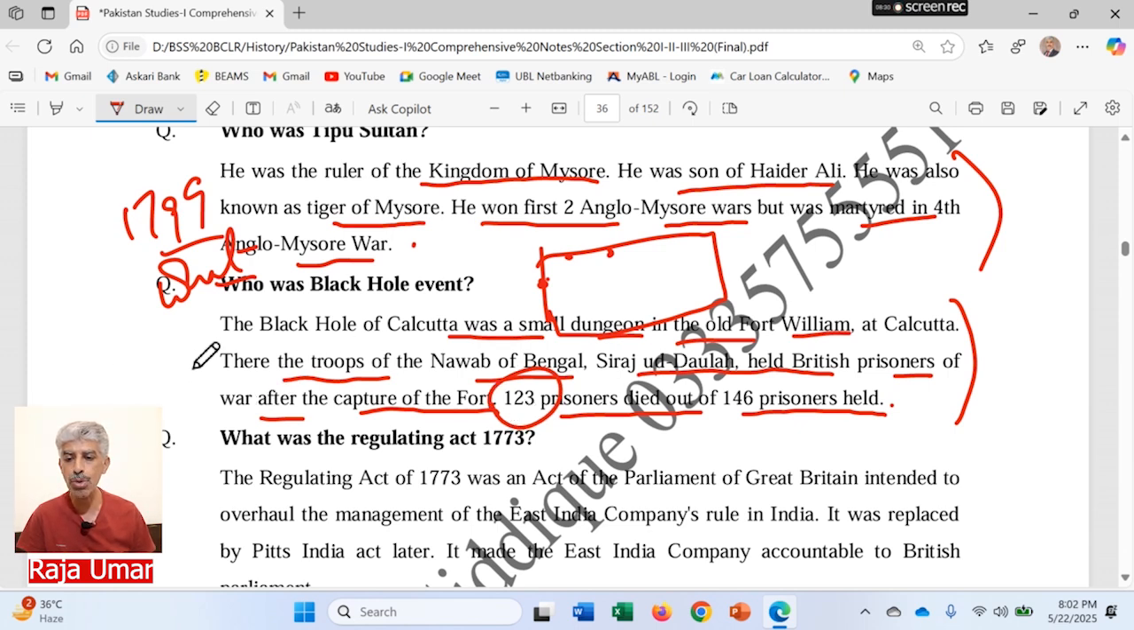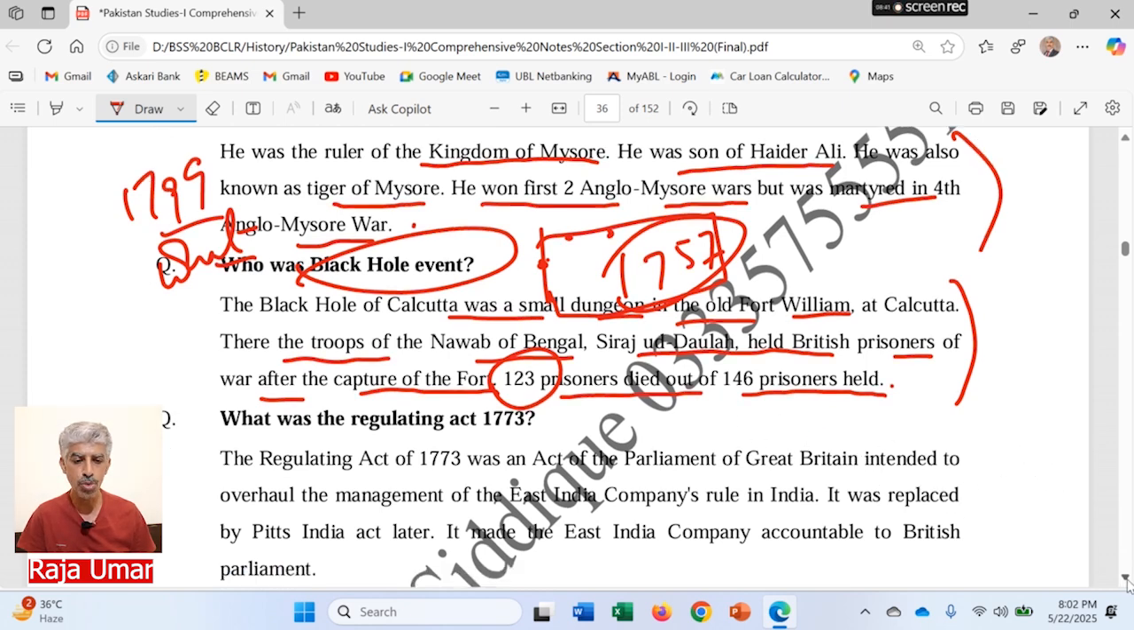So that led to the Battle of Plassey. This particular event led to the Battle of Plassey of 1757, in which the Nawab of Bengal, Siraj-ud-Dowla, was defeated.